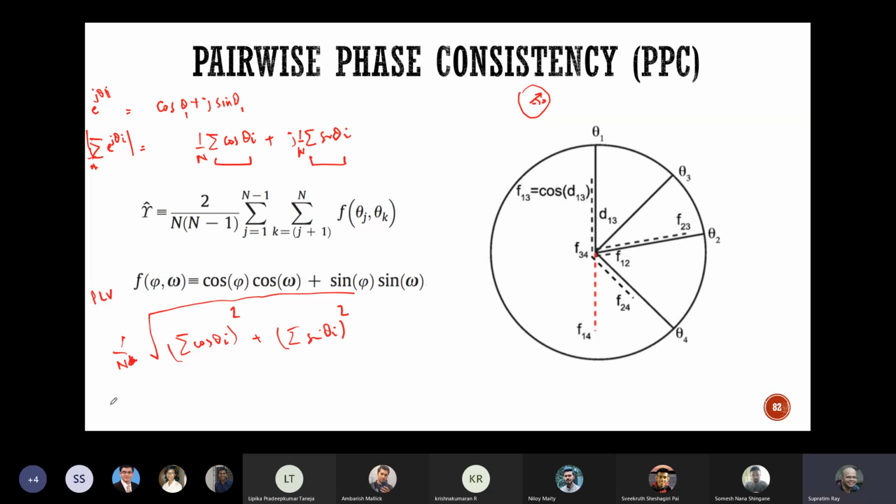The root will take care of this. So PLV square is nothing but 1 by n square and then the sum of squares of this and the sum of squares of this. So let me expand this. What do I get? I get cos square theta 1 plus cos square theta 2 plus so on up to cos square theta n, plus all the cross terms, 2 cos theta 1 cos theta 2 plus 2 cos theta 2 cos theta 3 and all these cos terms here, and similarly for sine.